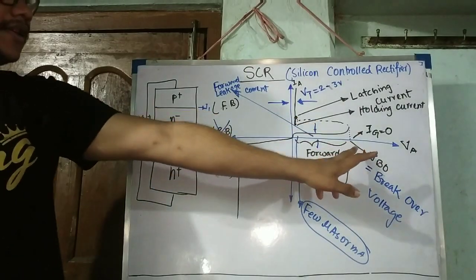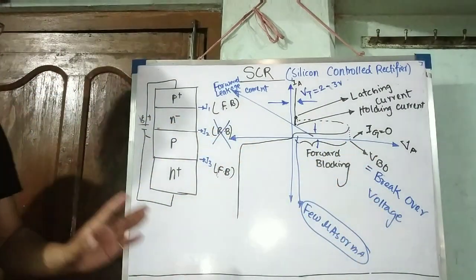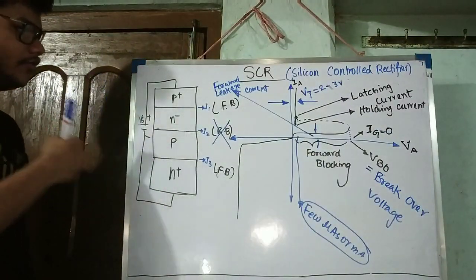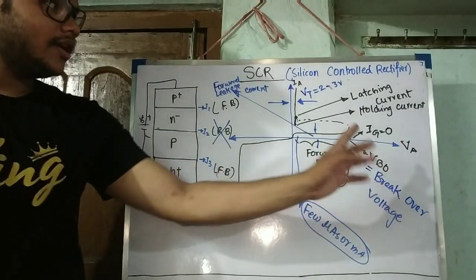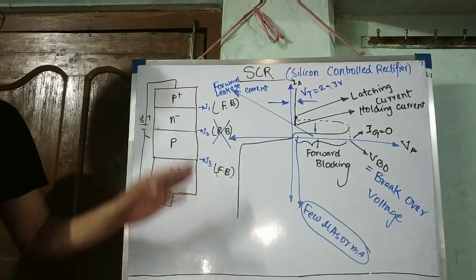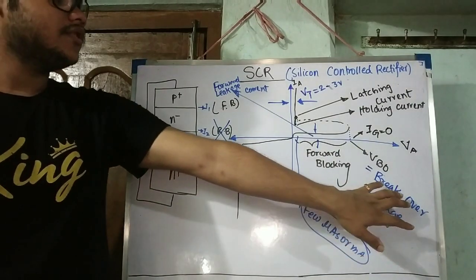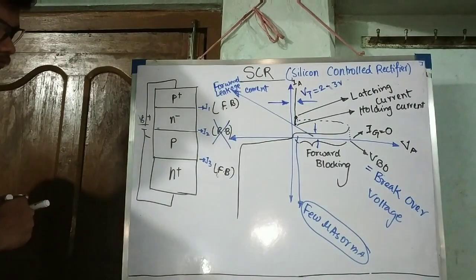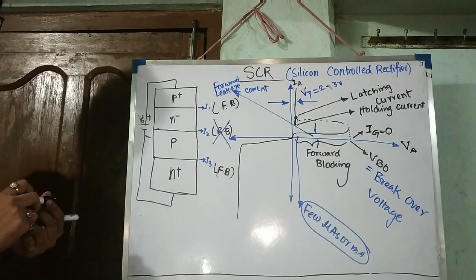And this breakover voltage is when you have not applied any kind of gate signal. But you are increasing the source voltage. At a certain point, your SCR will start to conduct as the junction J2 breaks. The avalanche breakdown will occur, and that voltage is called your breakover voltage. And remember, this is one type of forward voltage triggering of the thyristor.